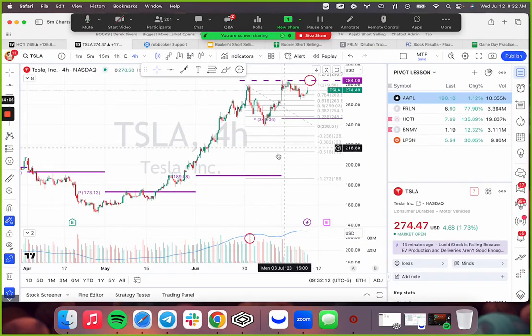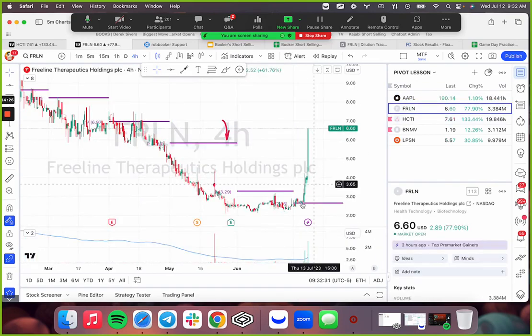Tesla, for example. Tesla's got 2 monthly pivots here. One is missed from the month of June, and one is unhit, the current July pivot. If Tesla begins to fall rapidly, the July pivot is a perfect area where it might fall to. So once again, this is how we use them.